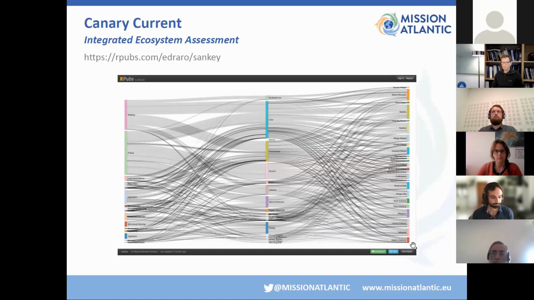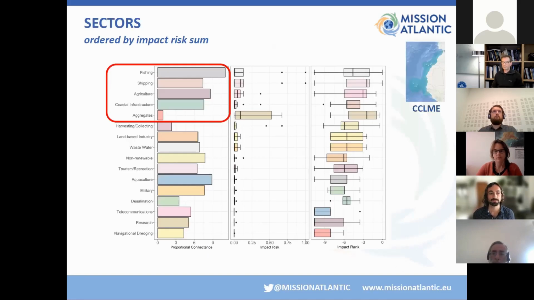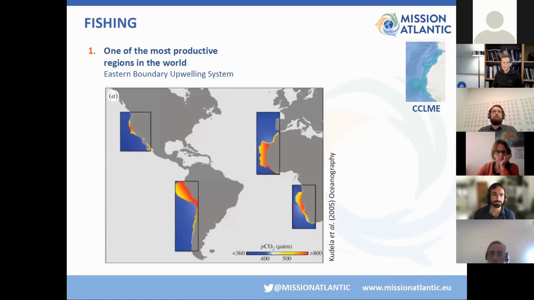Next, please. So if we focus on the 5 top sectors, we have fishing, shipping, agriculture, coastal infrastructure, and aggregates. Next, please. So fishing ranked first, and this is no surprise because it's one of the most productive regions in the planet. Next, please.